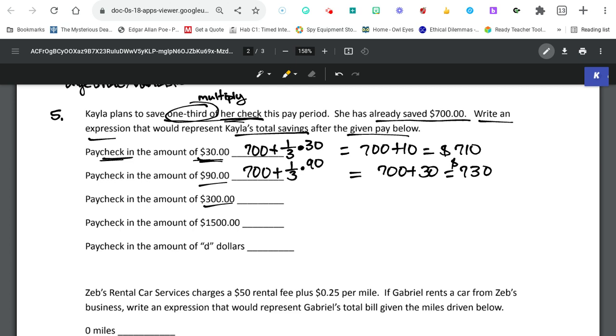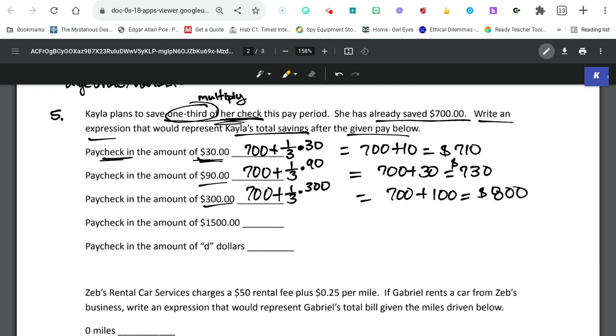All right. Now, what if her paycheck was $300? So it's 700 plus a third of her check, which is 300. Well, a third of 300 is 100. So with the 700 she already has saved, plus the 100 she's saving now, she'll have a total of 800 saved.